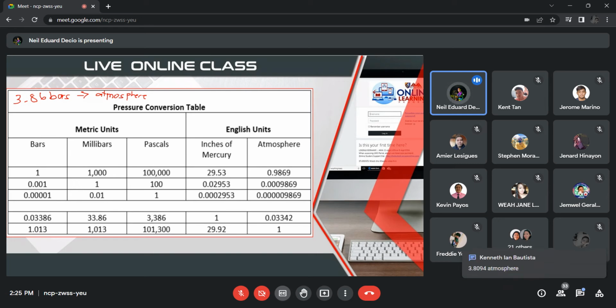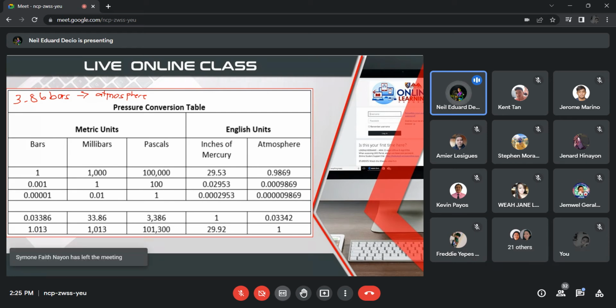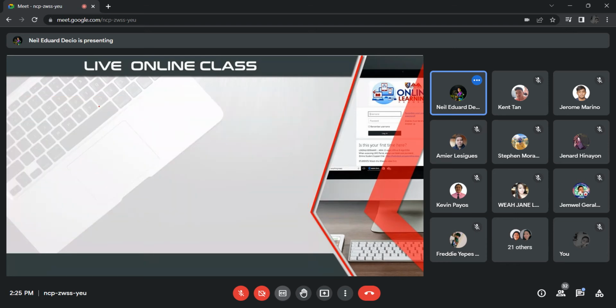So 3.86 bars to atmosphere. So 1 bar is equal to 0.9869 atmosphere. Okay, let's write that here. 3.86 bars. Okay, so we multiply that by that.